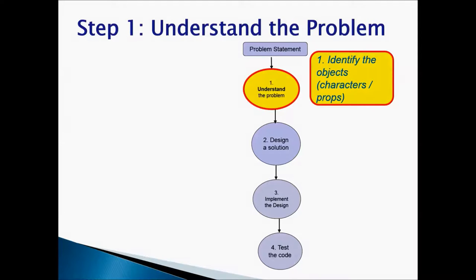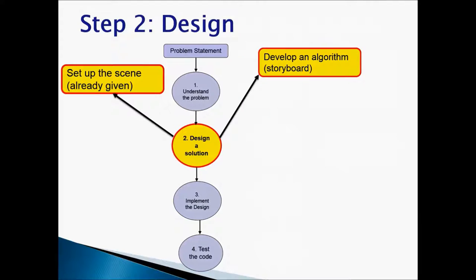So I'll skip this part, understand the problem. We have done this before, so we know what the problem is. We know our objects. We know the actions that they are going to do. Step 2, design. We already have created the animation for this, and we already have an algorithm for it.